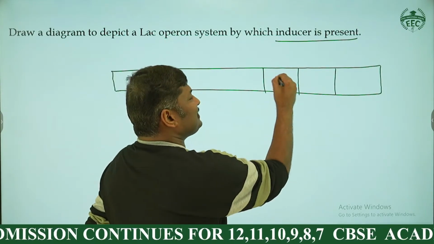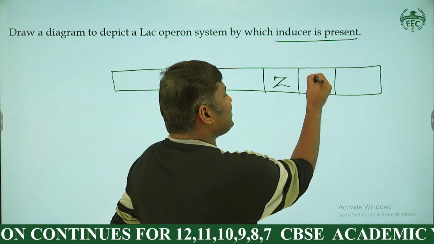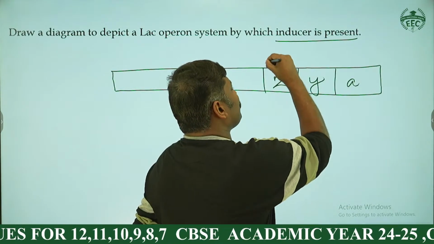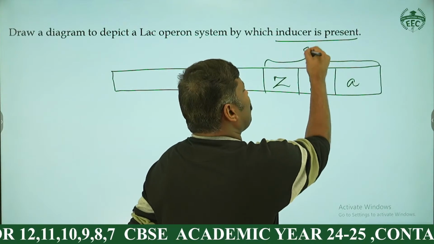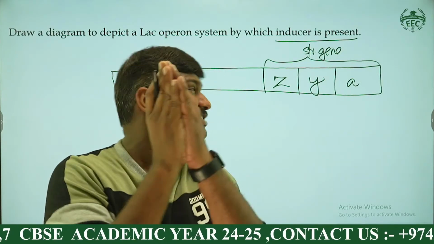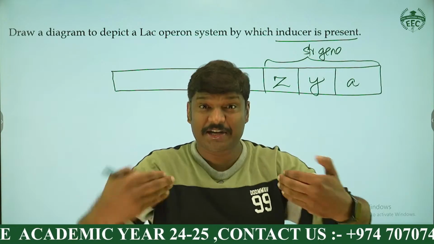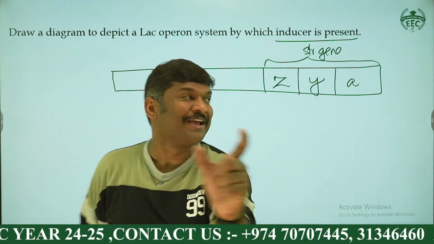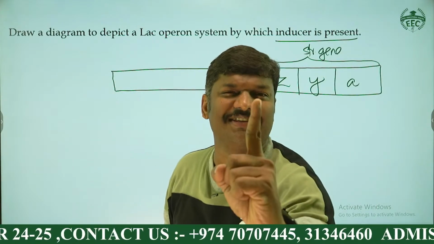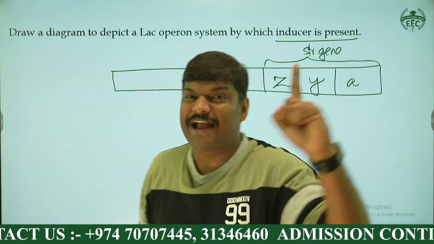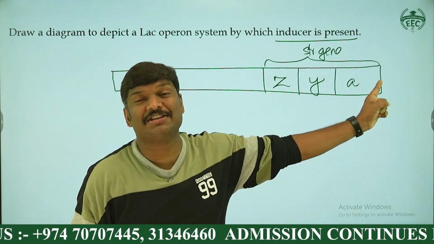So this is the gene called Z, this is the gene called Y, this is the gene called A. These three together are called what? Structural genes, my dear student. Is it monocistronic or polycistronic? It is polycistronic. What about humans? What about human beings, my dear student? It is monocistronic. There is only one gene, monocistronic. A cistron has the capacity to make a protein, and here, polycistronic, many.